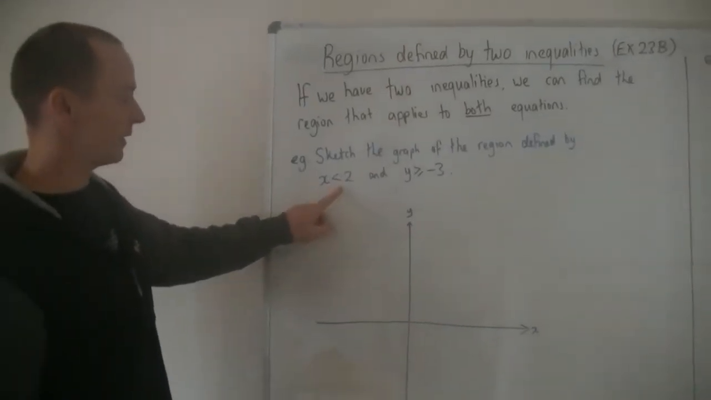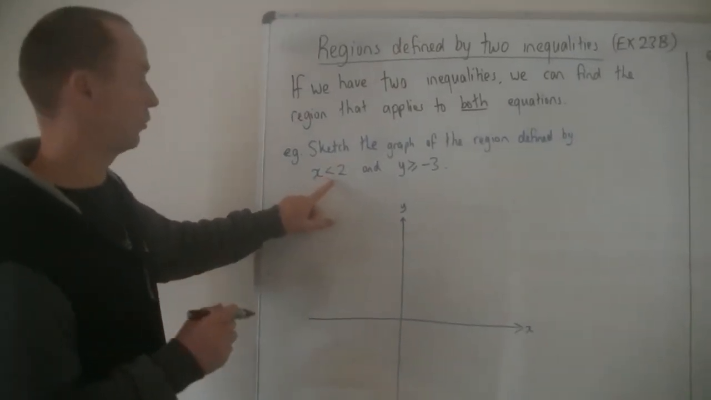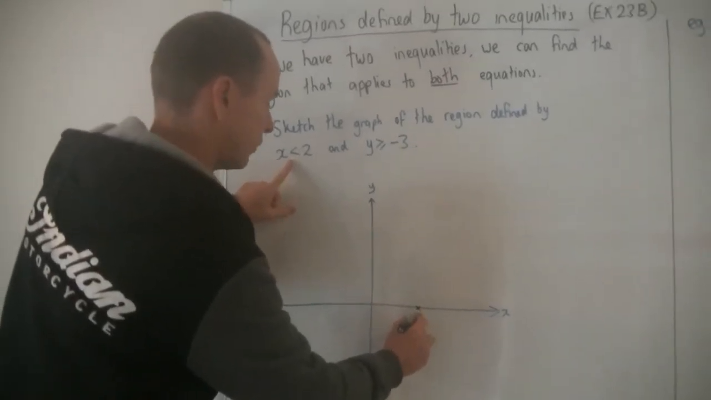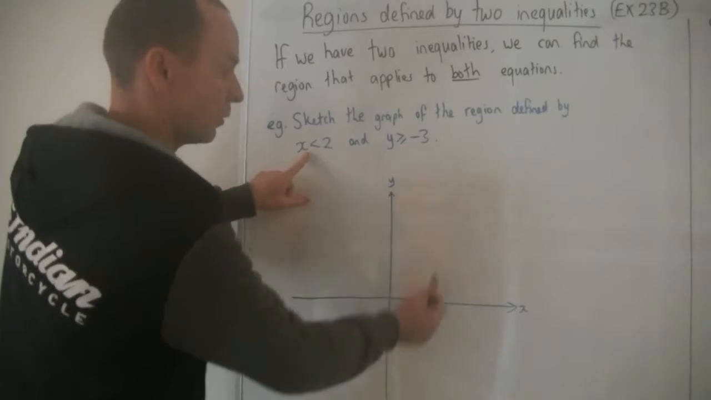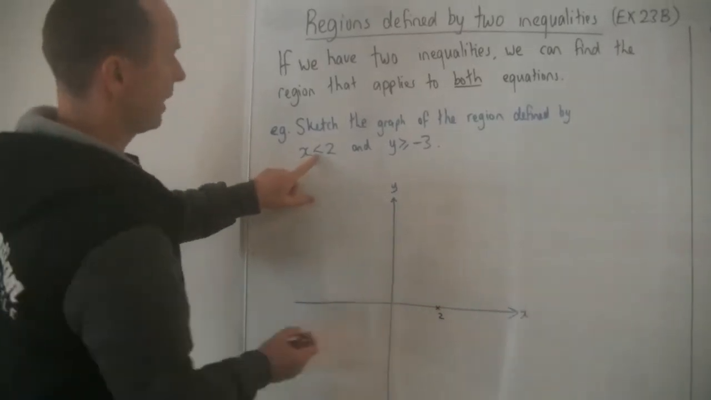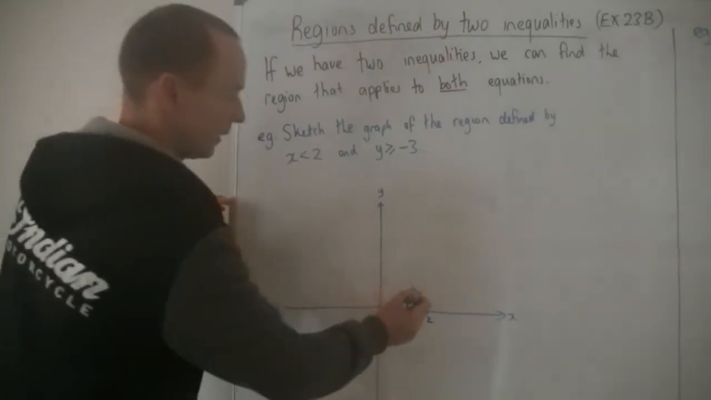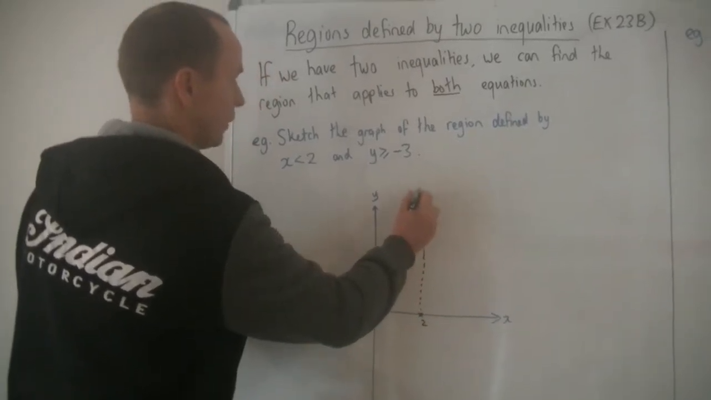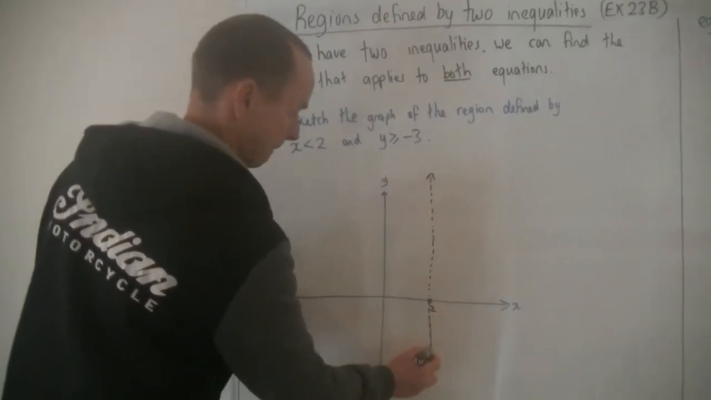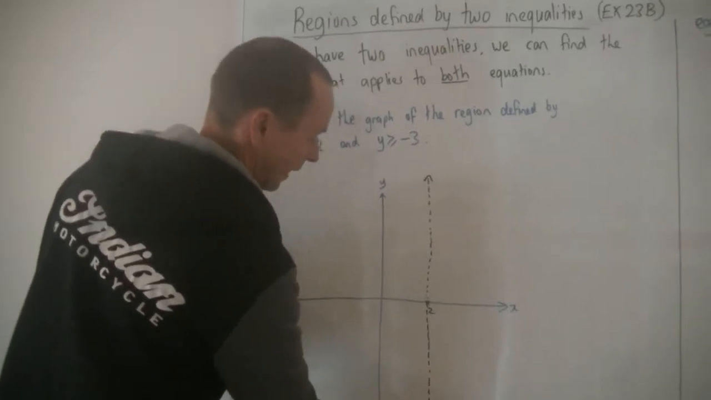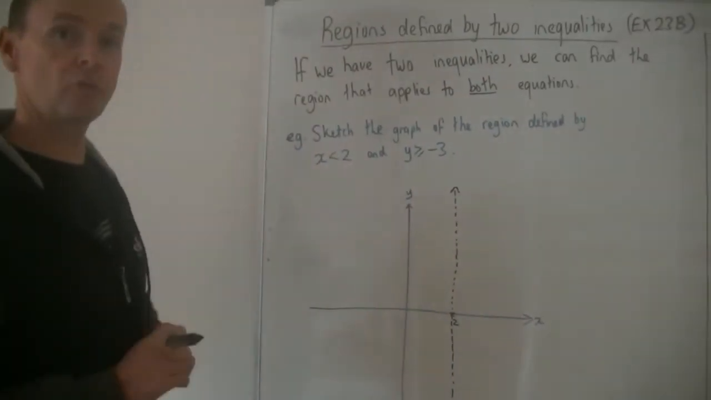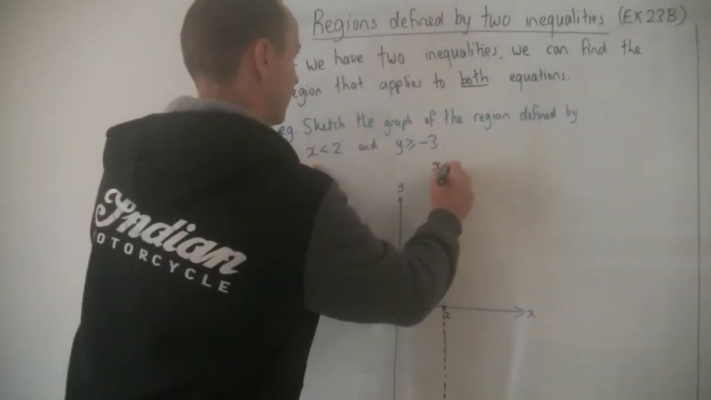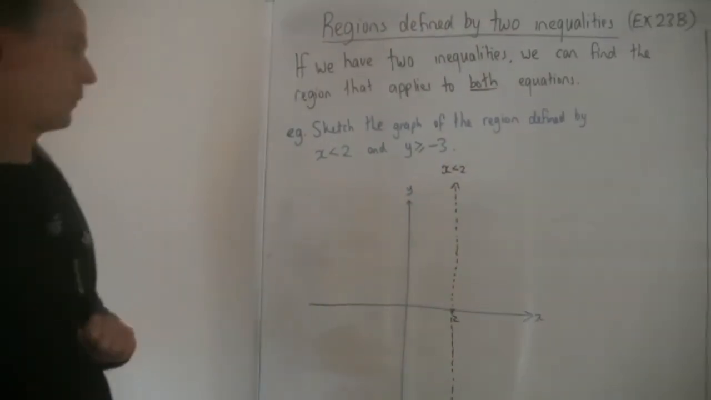So remember, x is less than 2. I'm just going to say x is equal to 2, and so I can find where the graph is. So if that's where 2 is, it's a vertical line that goes through x equals 2. But since it's not equal to as well, it's just a dotted line. So there's my first equation, my first graph. And remember, whenever you have two or more graphs, you need to label them. So I'm going to label that x is less than 2. So there's my first graph.